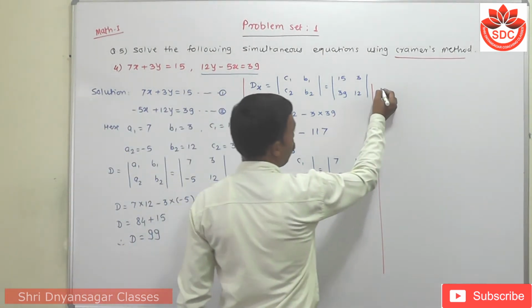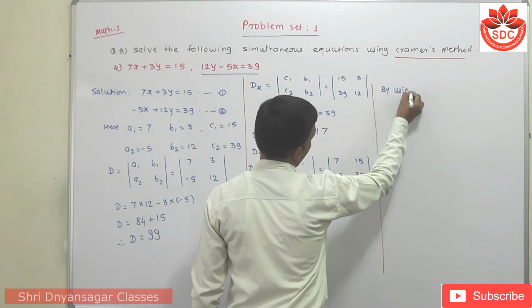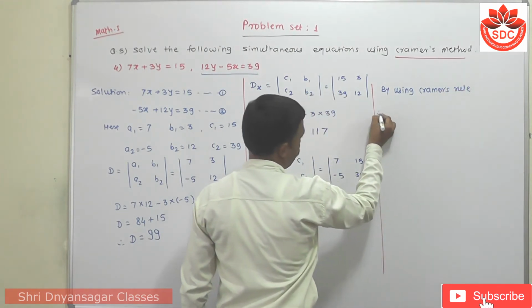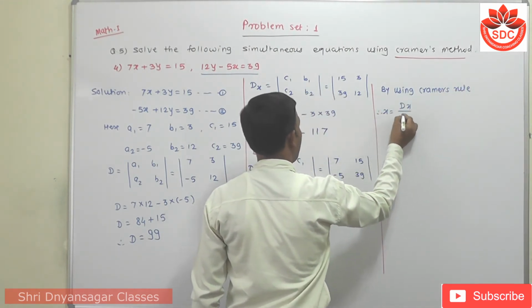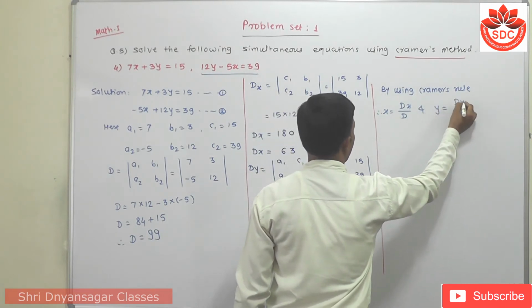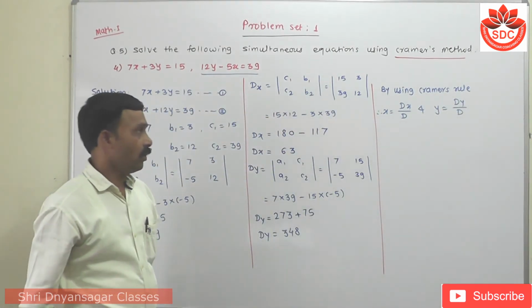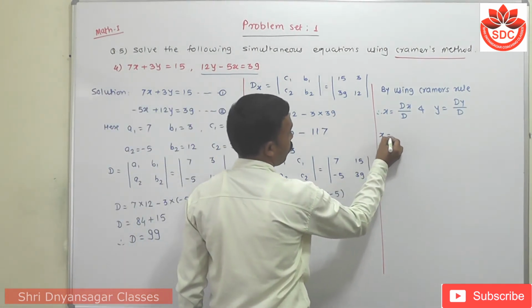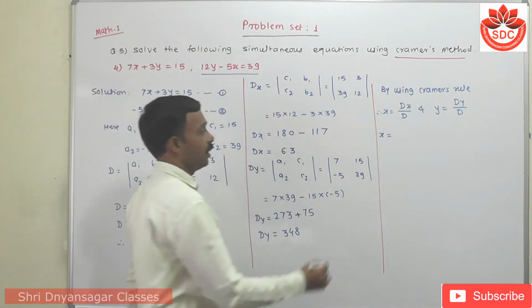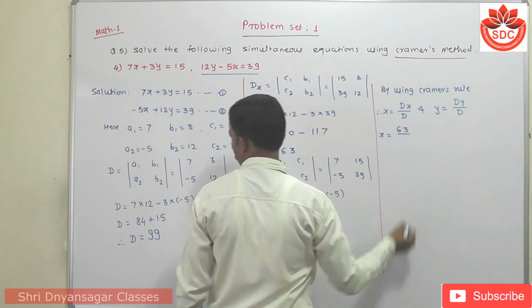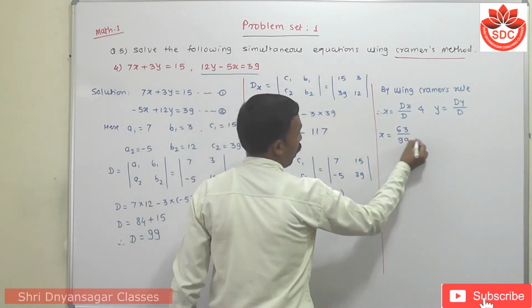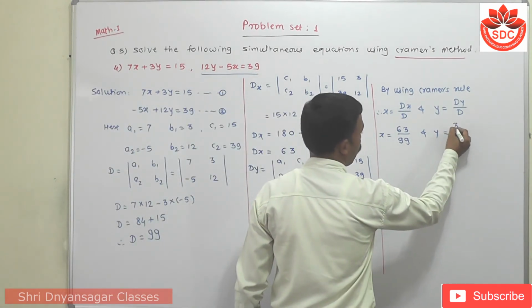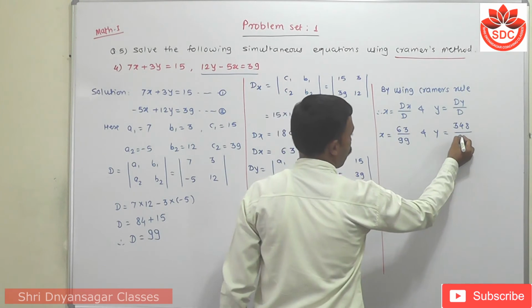Then by using Cramer's rule, this rule tells us that x is equal to determinant of x upon d and y is equal to determinant of y upon d. Student, we have to place the values of dx and d here. Okay, x is equal to, dx is 63 and d is 99. Also here determinant of y is 348 divided by 99.